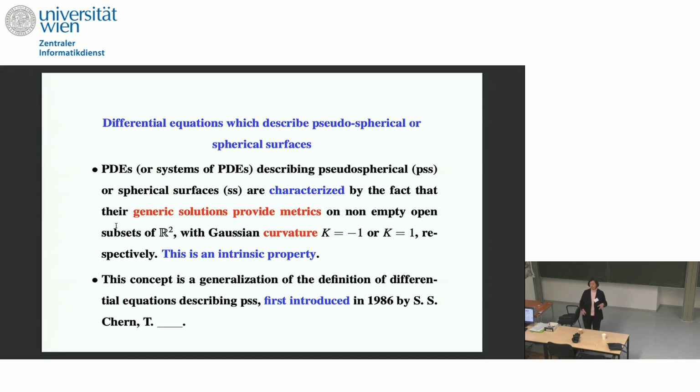In this case, the curvature is 1. But from now on, I will go on just mentioning the pseudo-spherical case, since it seems to be richer, but there is a parallel theory. Okay? Now, this concept started in 1986. This was a joint paper with Chern, where we decided to introduce this definition.